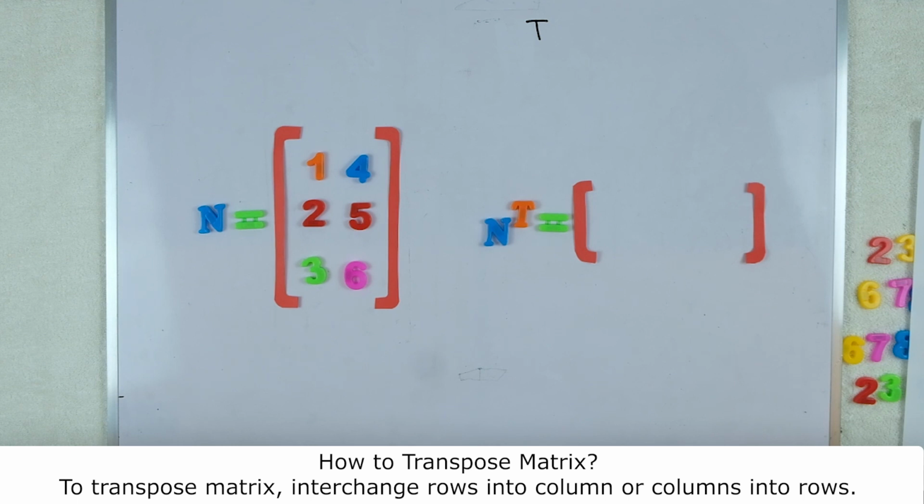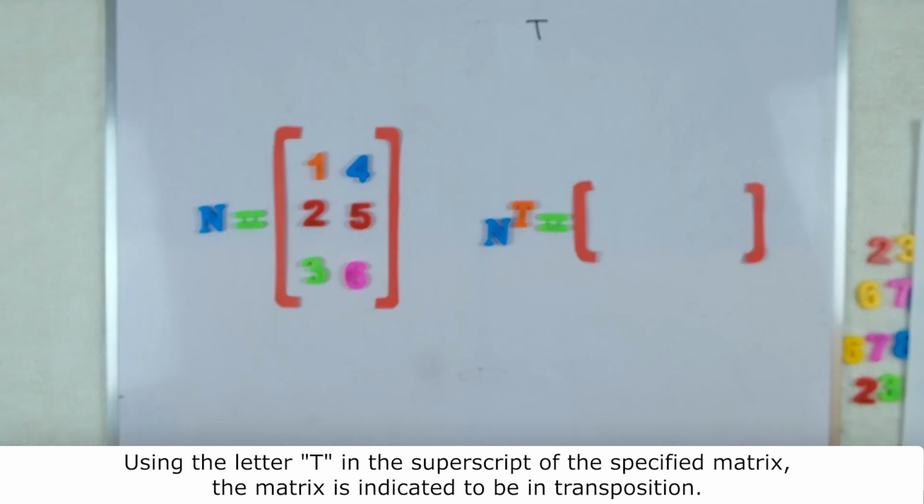How to transpose a matrix. To transpose a matrix, interchange rows into columns or columns into rows. Using the letter T in the superscript of the specified matrix, the matrix is indicated to be in transposition.